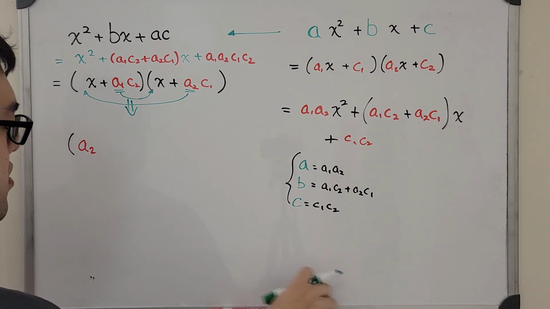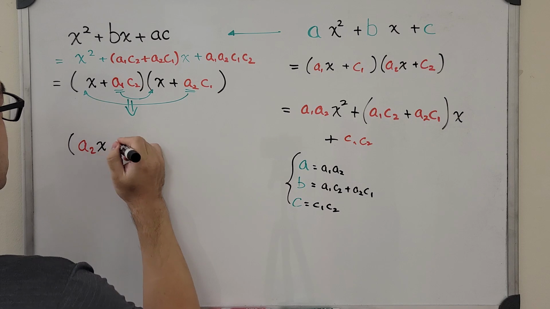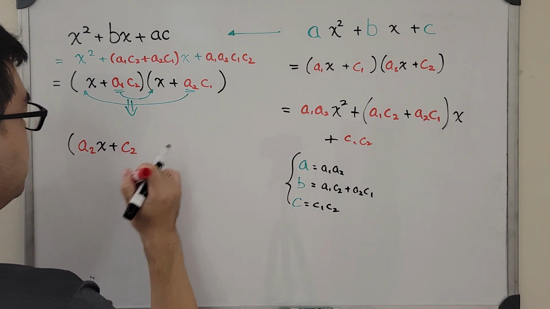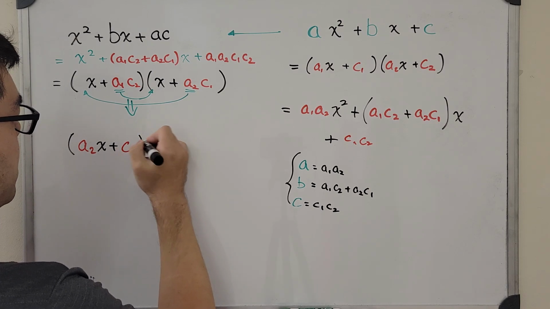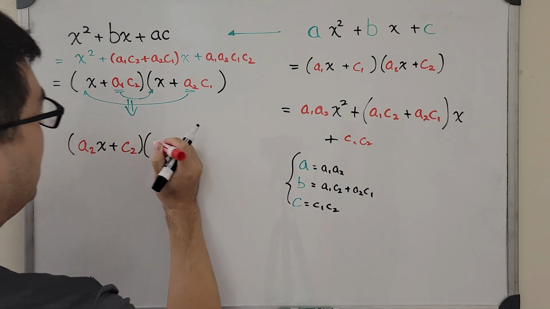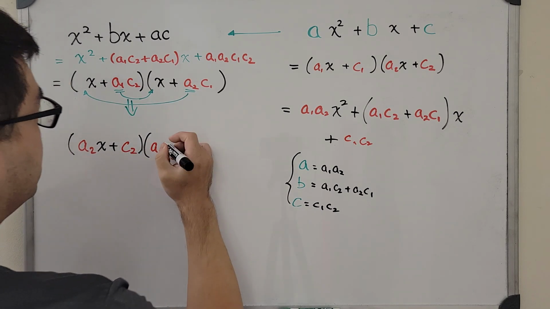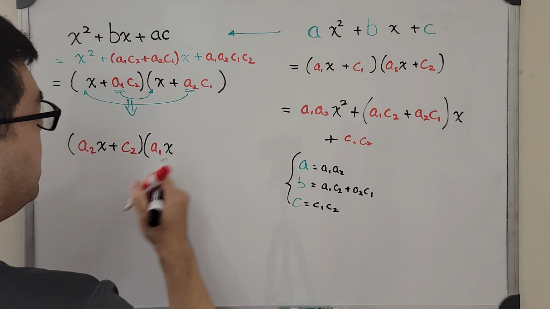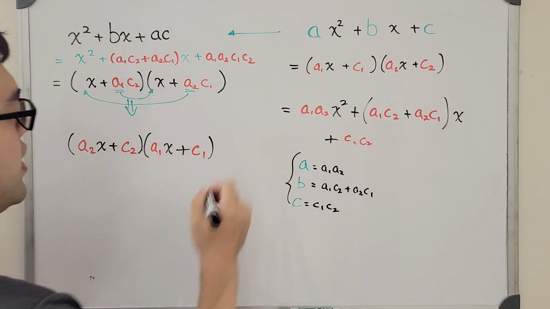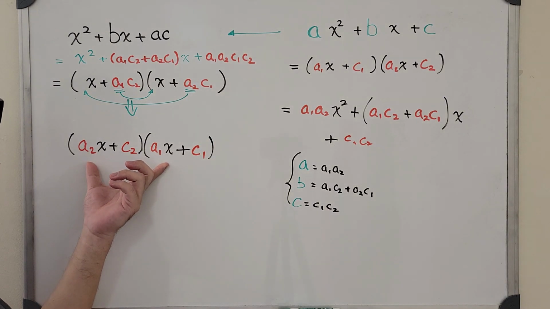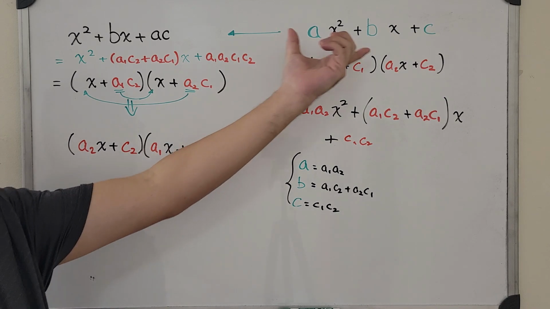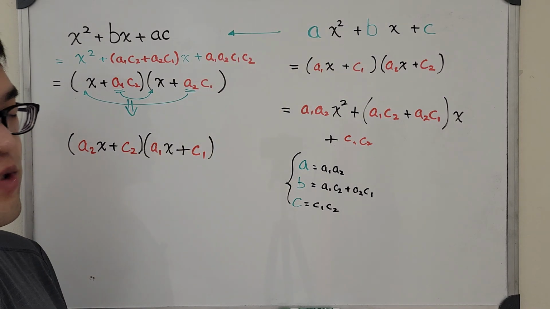a2 times x plus c2 as our first factor, times the second factor, and now we bring the a1 to the x term plus c1. And that's how we actually get the expression that is factored out for the original quadratic expression.